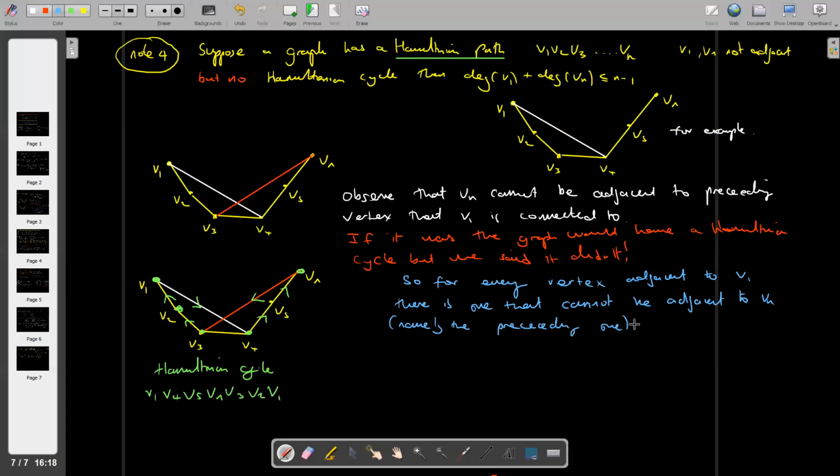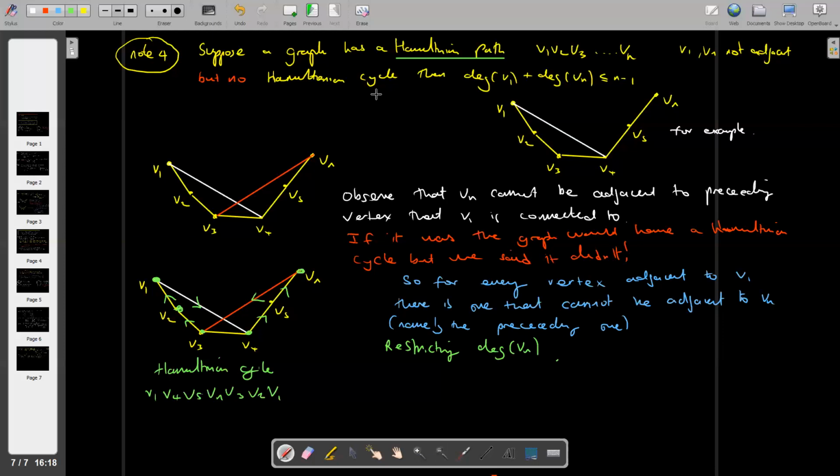So what this is really doing is restricting the degree of Vn. Let me just go through this again, because this took me a few times to wrap my head around, and it's actually not that difficult.